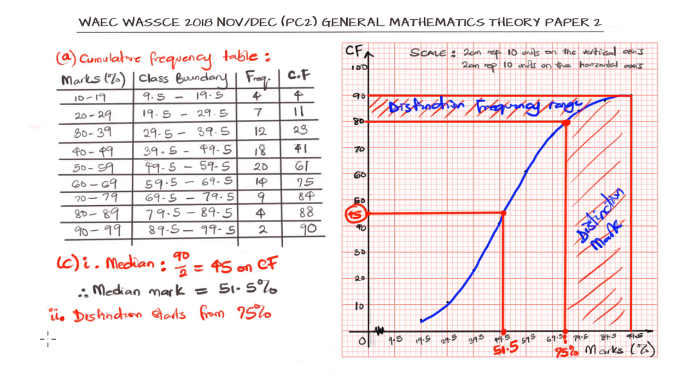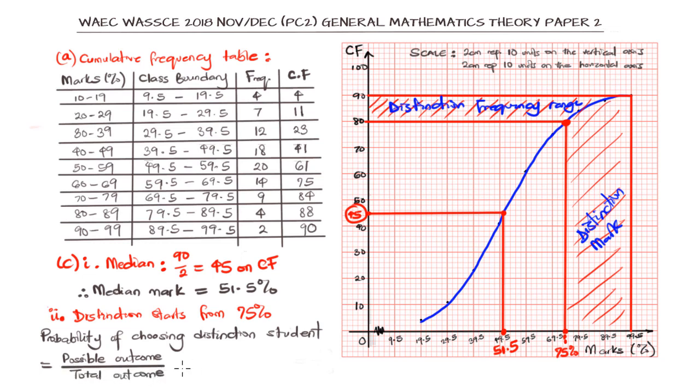So now, we have to find the probability that a student selected at random would have scored a distinction mark. Now, normally, we know that probability is our desired outcome divided by the total possible outcome. So the probability of choosing a distinction student is the desired outcome divided by the total possible outcome. So here, our desired outcome will be the difference between 90 and 80. That's 90 minus 80 over 90. And solving that, we get 1 over 9. That is the probability of picking a student that scored distinction.